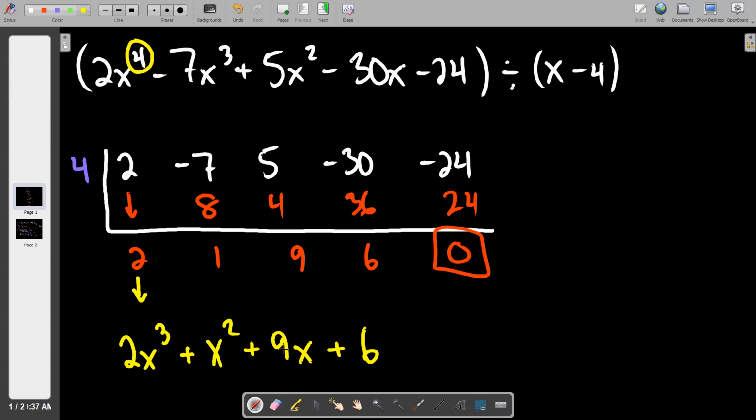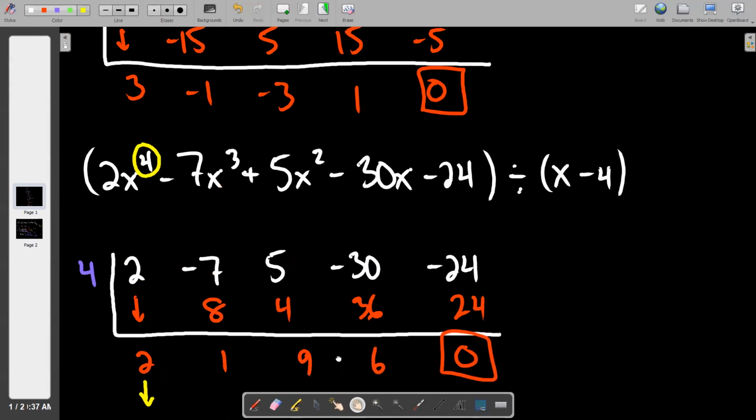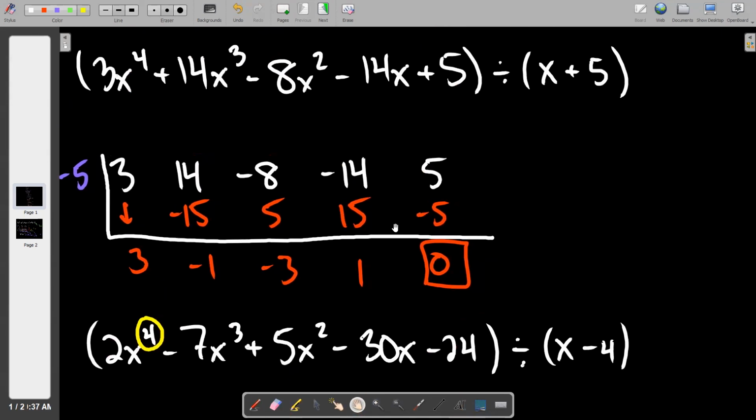Okay. Let me scroll back up and we'll also modify another example that you've already done. You remember this problem from about 10 minutes ago? Yeah, good job. So again, these numbers in my answer down here are giving me the coefficients of my quotient. So this one would be 3x to the third minus x squared minus 3x plus 1. Those numbers that you get at the bottom are the coefficients of your answer.